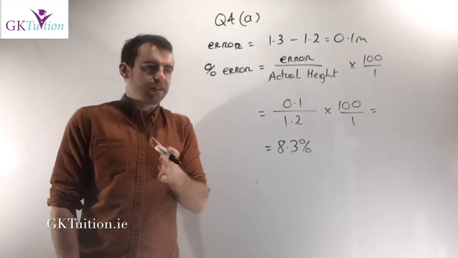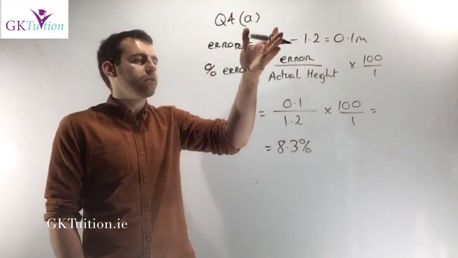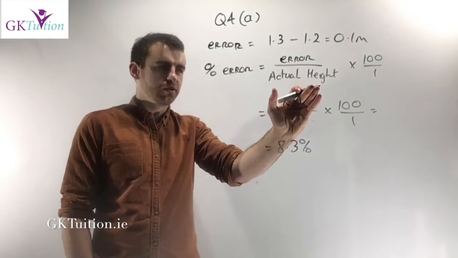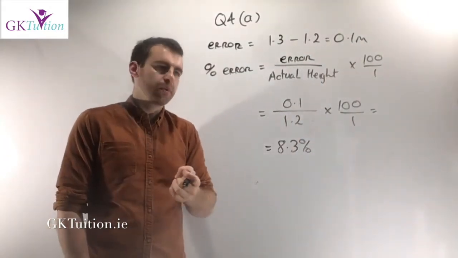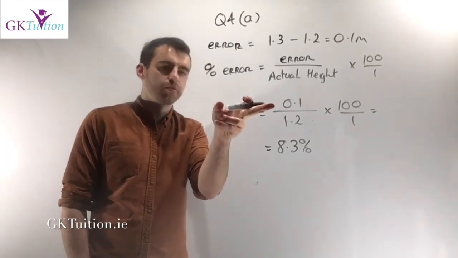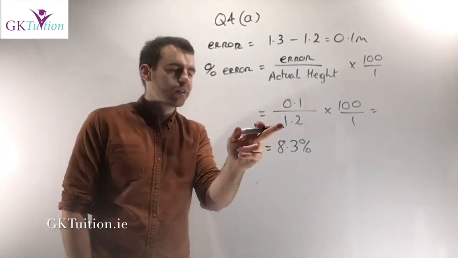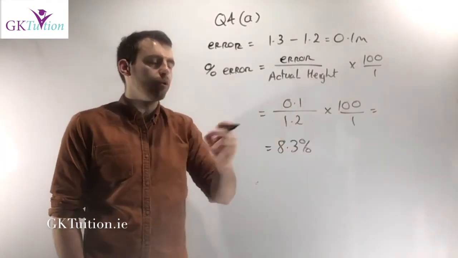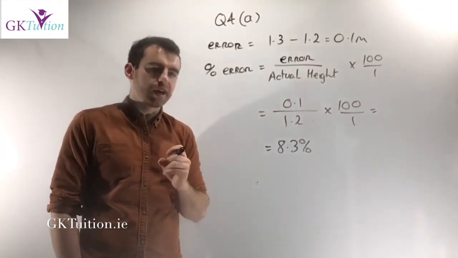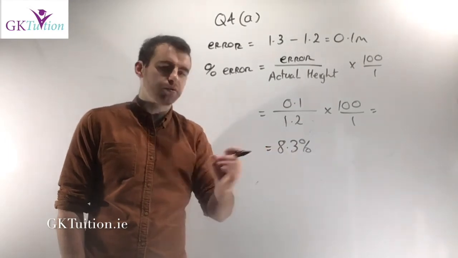In order to get the percentage error, it's the amount of error divided by the actual height of the door. And then I multiply by 100 over 1 to turn it into a percentage. The error we've worked out was 0.1 meters, and the actual height of the door is 1.2 meters. And to get that as a percentage, you multiply by 100 over 1. And if you plug that into your calculator, it works out as 8.3%.